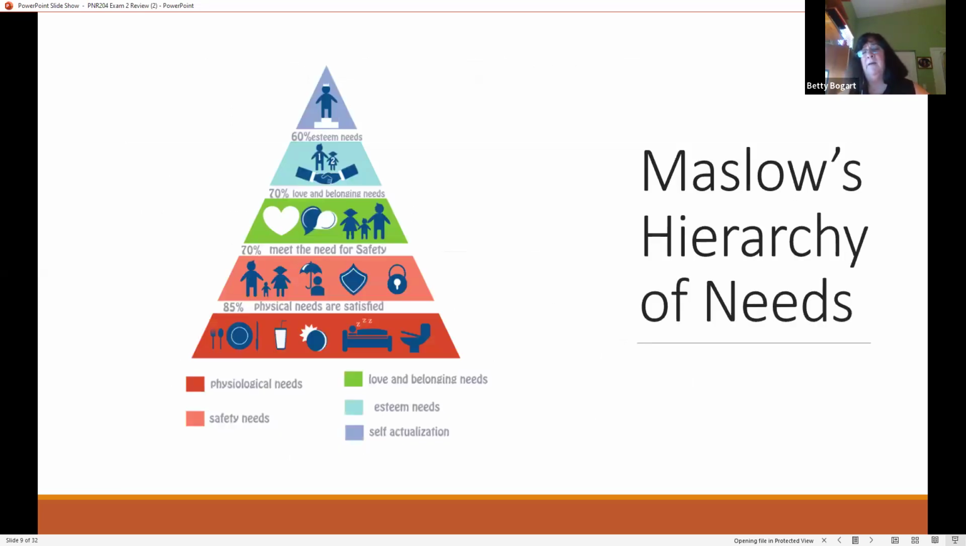Remember always Maslow's hierarchy of needs. It starts out with your basic needs of life, right? You need to eat, you need shelter, you need clothing, you need your good sleep. And then it goes into safety, it goes into love, and on top, feeling good about yourself.